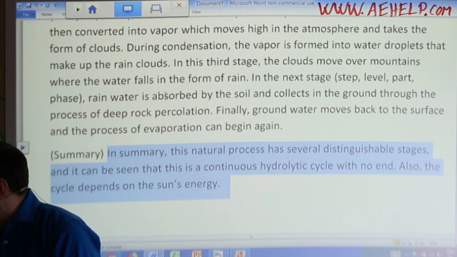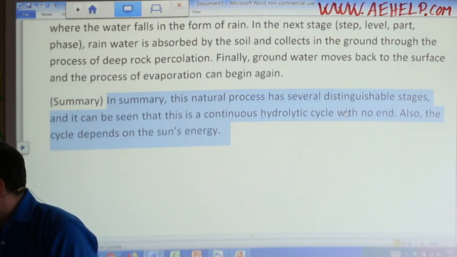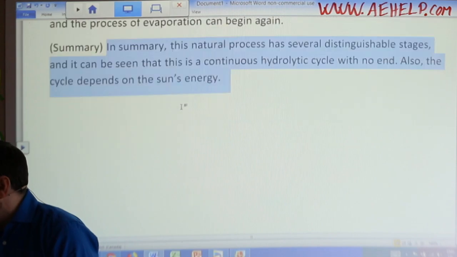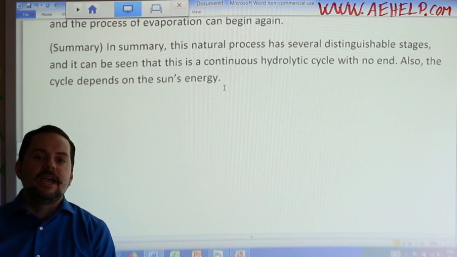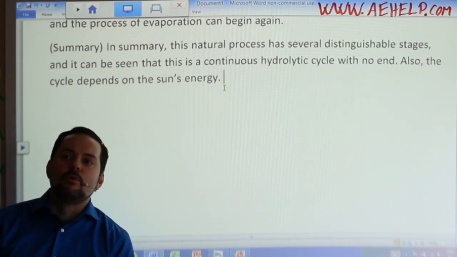In the next phase, rainwater is absorbed by the soil and collects in the ground through the process of deep rock percolation. Finally, groundwater moves back to the surface and the process of evaporation can begin again. In summary, this natural process has several distinguishable stages, and it can be seen that this is a continuous hydrolytic cycle with no end. Also, the cycle depends on the sun's energy. All right, so if you can write that, you now have a score of 9 for your task 1.